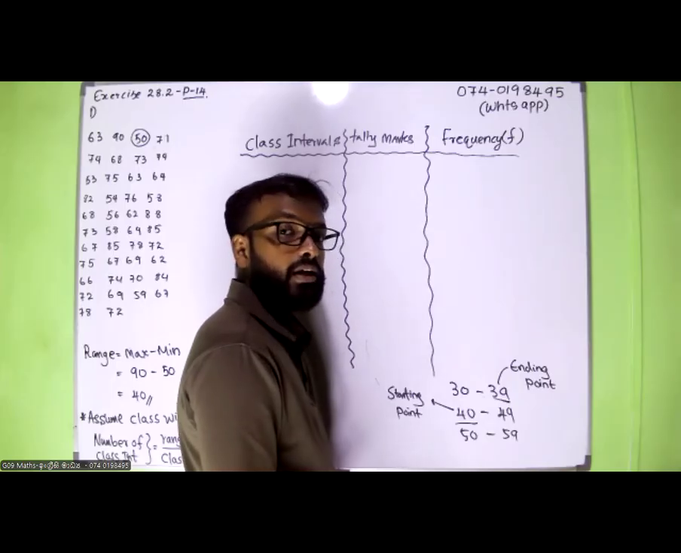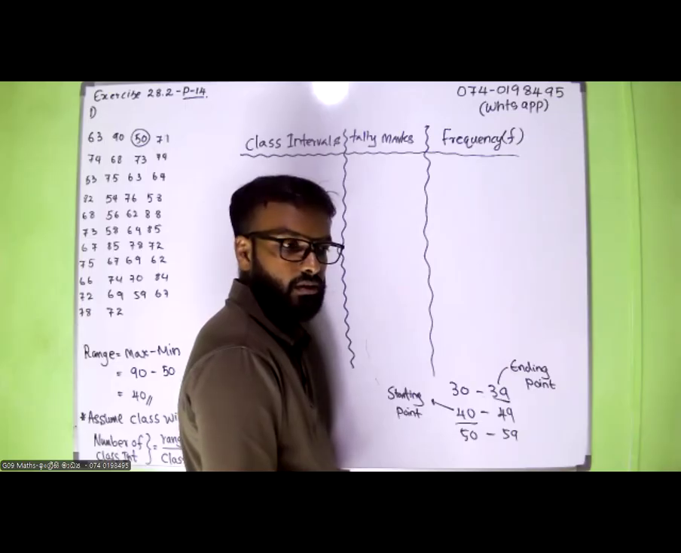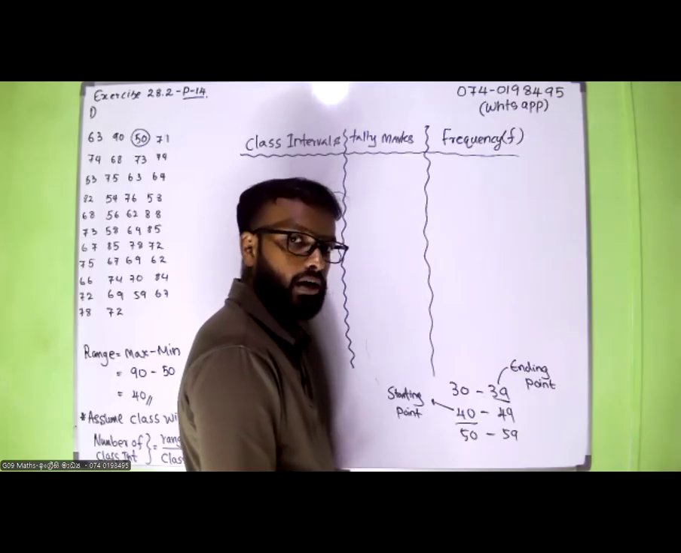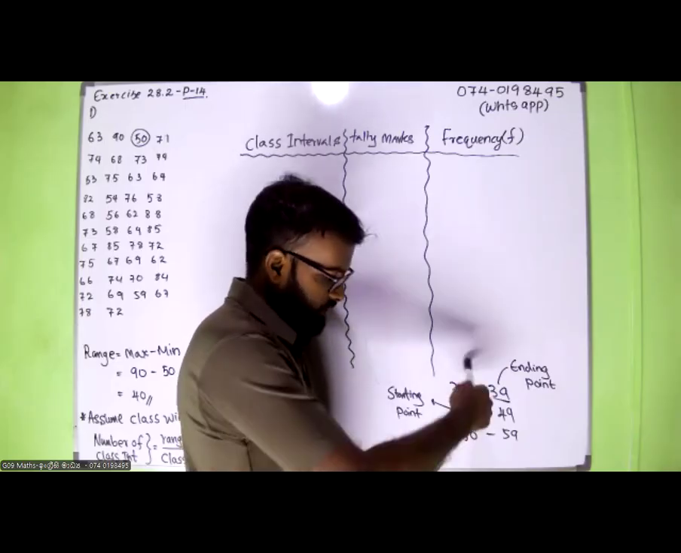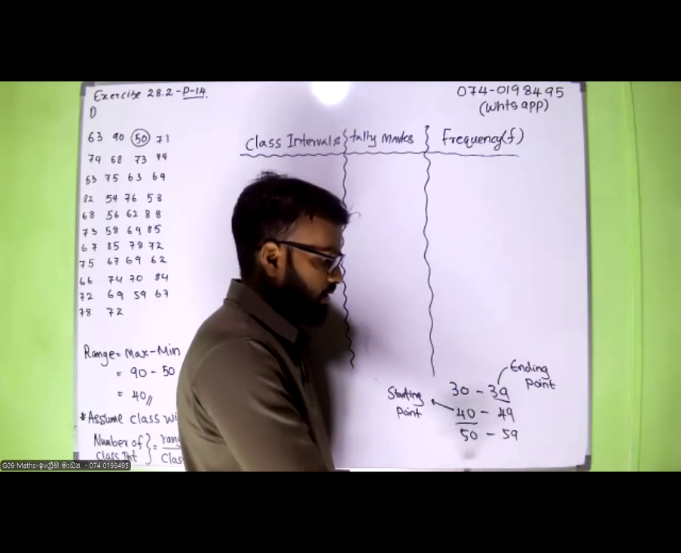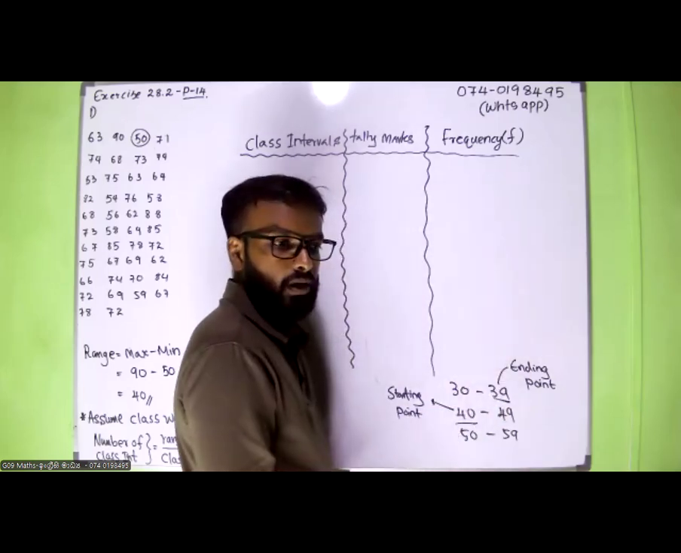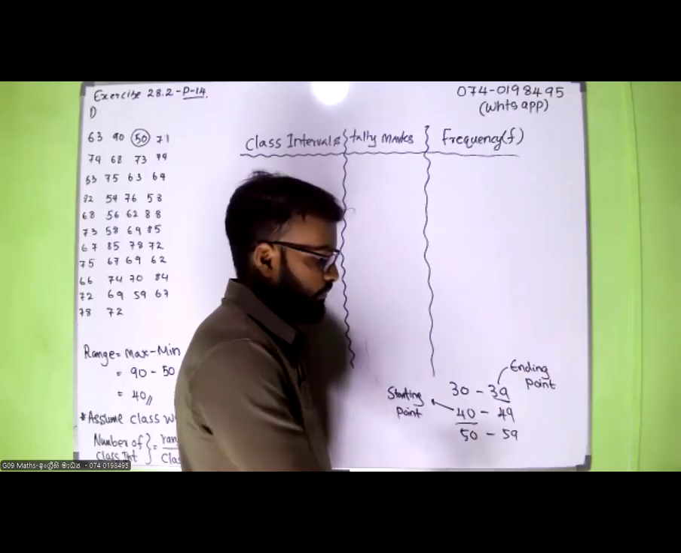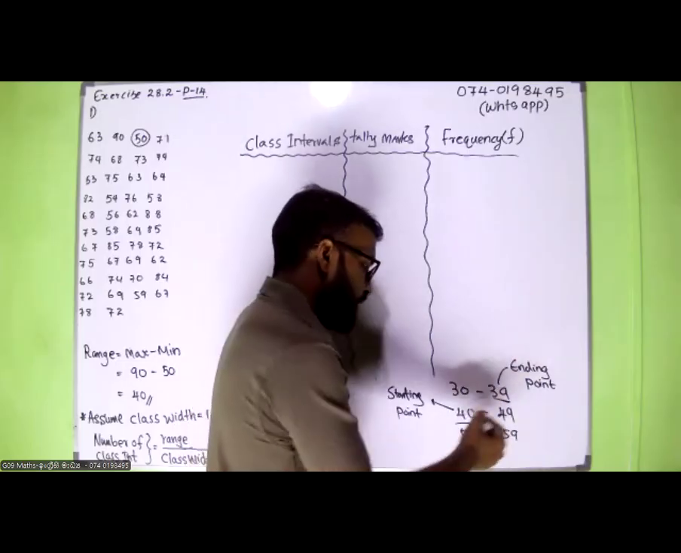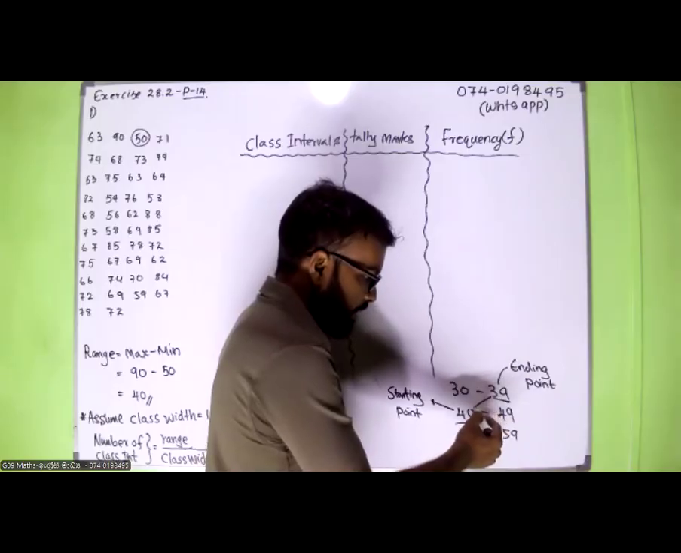Can you guys remember that I did something like modified class interval? This is an open gap, right? And when this is modified, you can get a close gap. We are closing the gap, right? The ending point and the starting point, there is a gap.